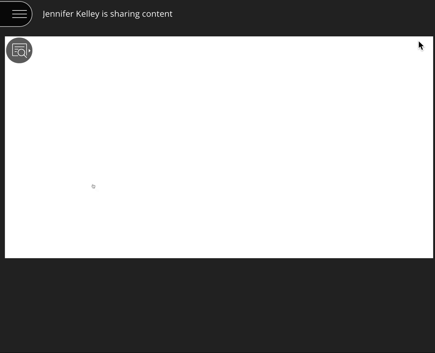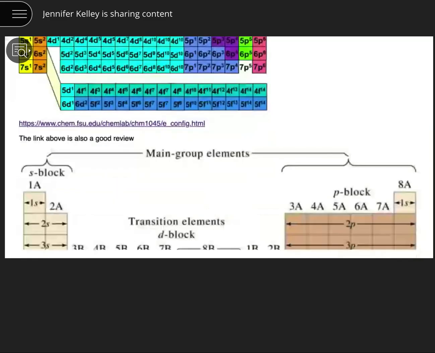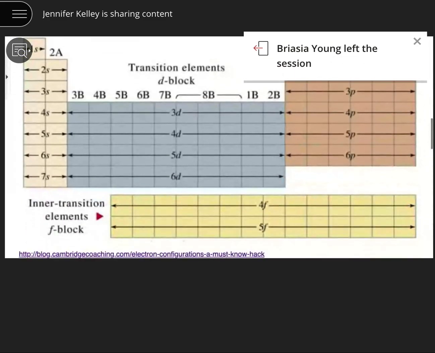Some of these links go to really good websites, like the link that's on the page now below this periodic table is a very good link and gives you information on all of this electron configuration stuff. So it's a really good tutorial. It's not an interactive tutorial, but it's good information. And then here's some more information.